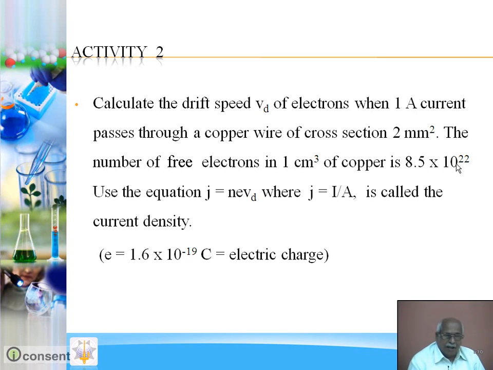You can use this data to calculate drift speed of electrons. We have some simple equation. Here we introduce a quantity called current density. Electric current flowing per unit area is called current density. Current density denoted by J. J is I upon A. Current flowing per unit area.